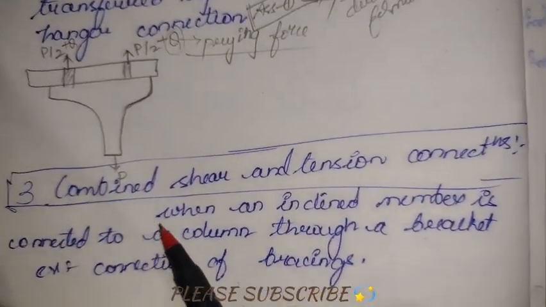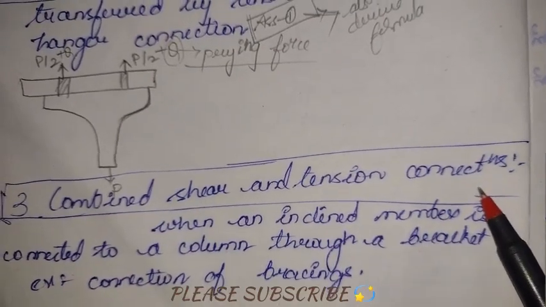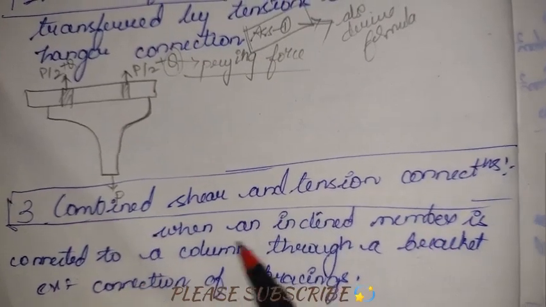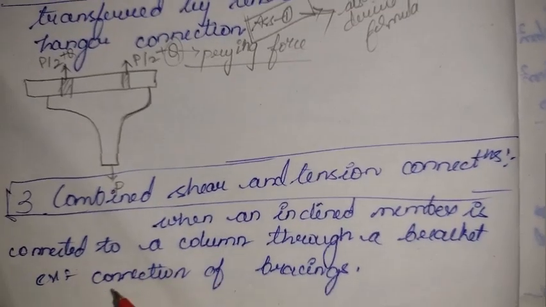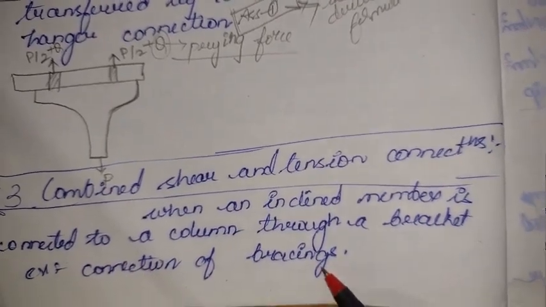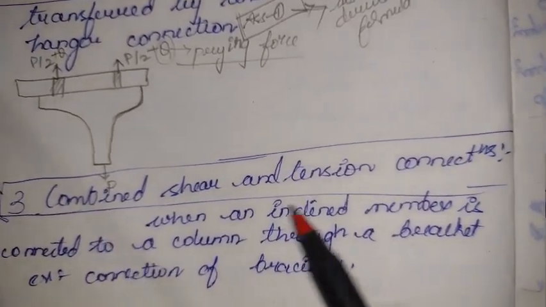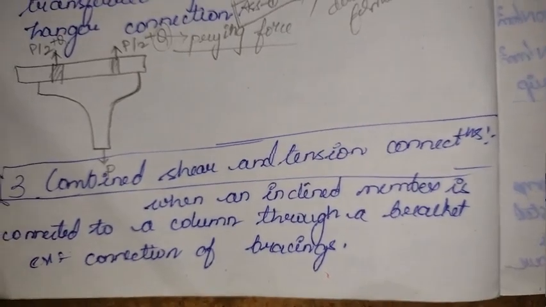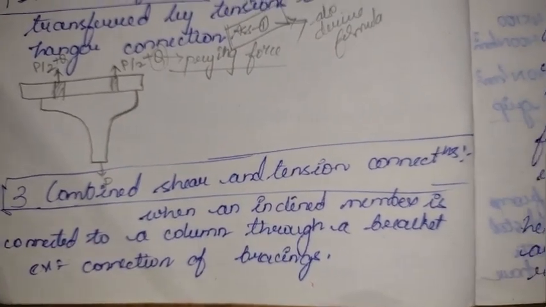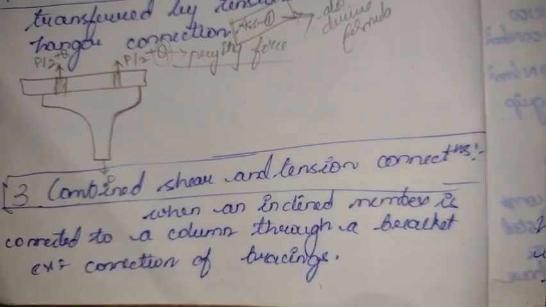Next we have the combined shear and tension connections. When an inclined member is connected to a column through a bracket, that is, the connection of bracings, it is the best example of this combined shear and tension connection. And next we have the third classification, that is the last one.